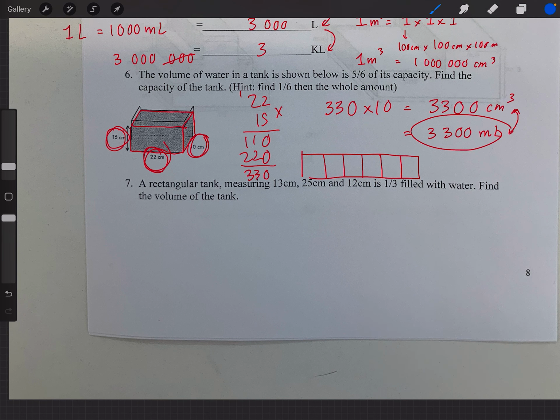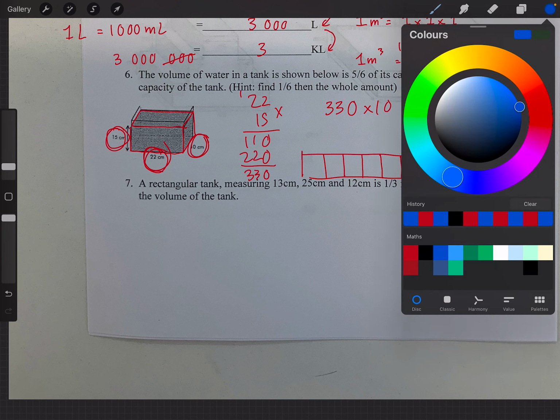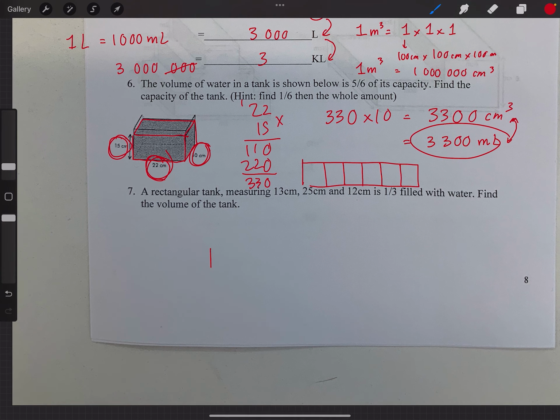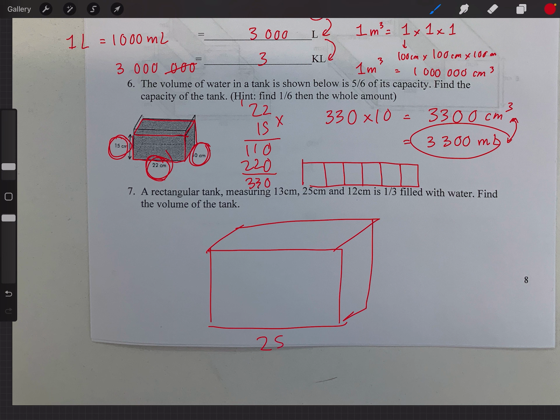Alright, so it says here a rectangular tank measuring 13... So just to quickly draw that. So it'll be 13 by 25 by 12. So maybe 25 should be here, maybe 12 should be here, and 13 should be here. Is filled with 1/3 water. 1/3 filled with water. Find the volume of the tank.